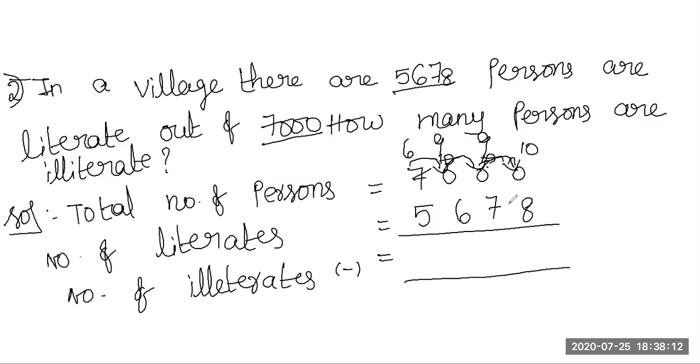So 10 minus 8. Open your 10 fingers and close 8. How much? Yes, 2. Now open your 9 fingers and close 7. Yes, 2. Now open your 9 fingers and close 6. How many are left? 3. Now open your 6 fingers and close 5. How many are left? 1. So how many illiterates are there in the village? 1,322 persons are not educated out of 7,000 members. Now move on to the next word problem.